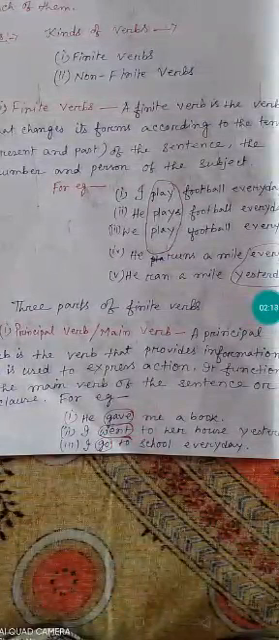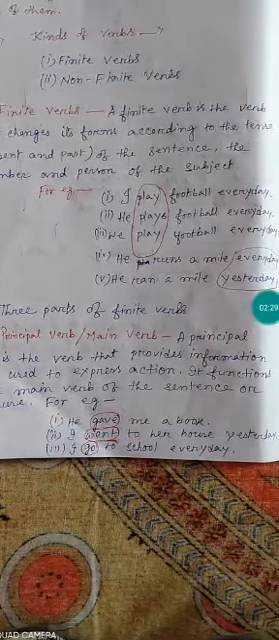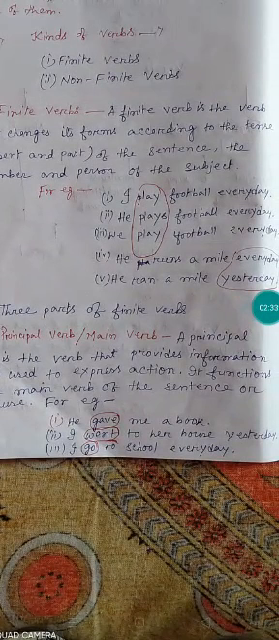So, students, from here we can get to know that finite verb changes with the change of person, number and tense. For example, I play football every day. He plays football every day. We play football every day.